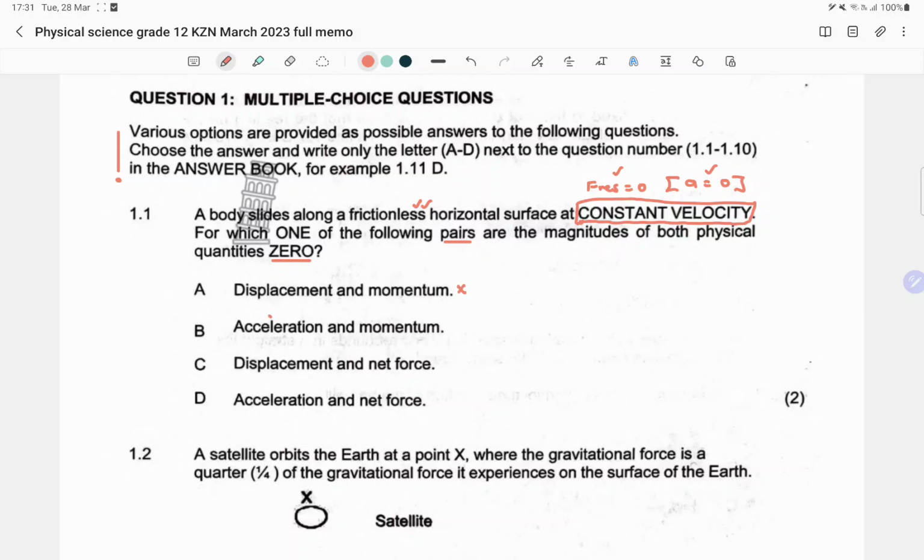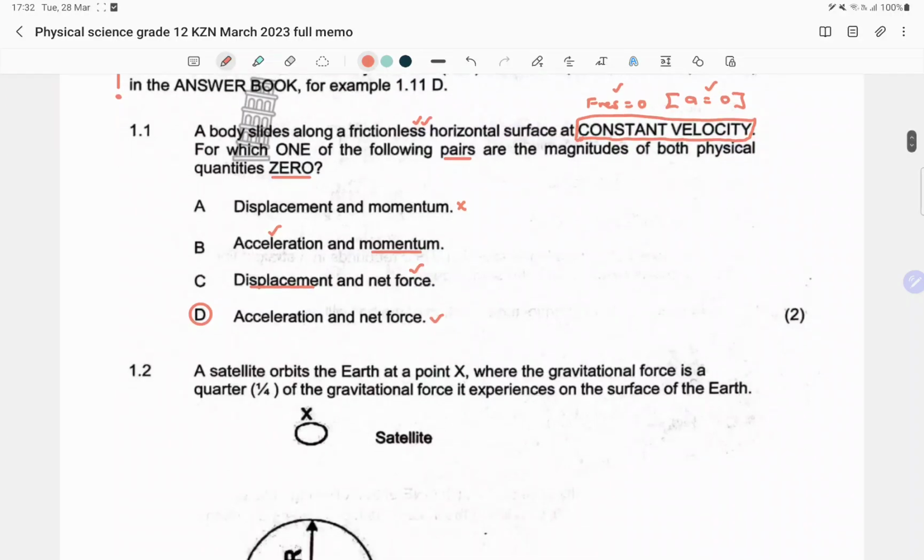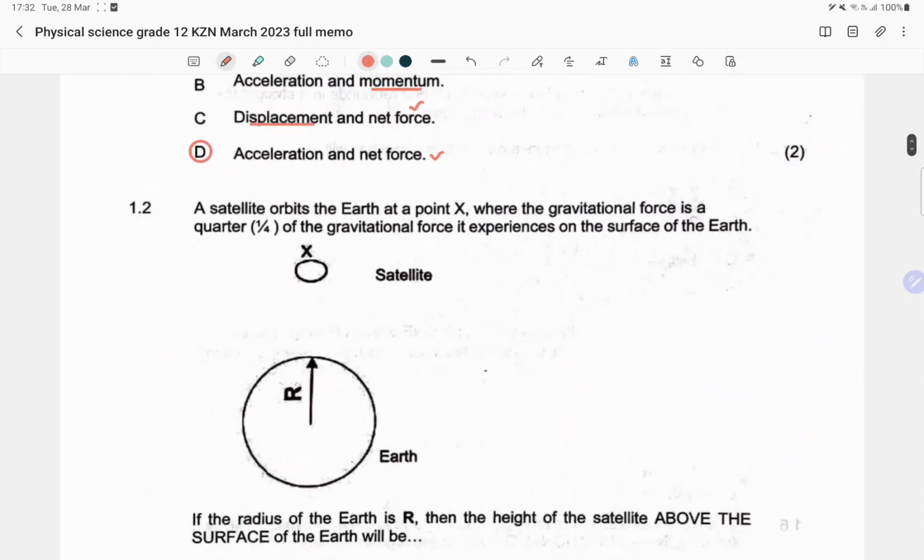Acceleration and momentum, yes, acceleration, but momentum is non-zero. So that is just a problem. Displacement and the net force. The problem is the displacement, but the net force is correct. So now this combination is the one we are looking for. We know that the acceleration as well as the resultant force are both 0.